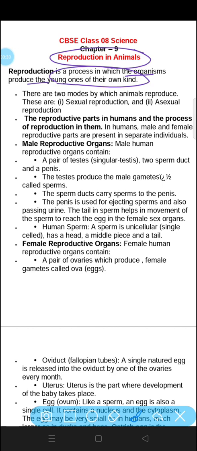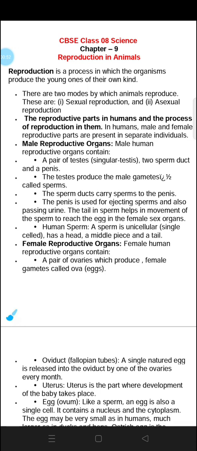Now, why is reproduction essential? Reproduction is essential for the continuity of the species in the environment. There are two modes by which animals reproduce. One is sexual reproduction and another one is asexual reproduction. Now, the reproductive parts in humans and the process of reproduction in them: how humans reproduce and what are the different reproductive parts in males and females, that we will discuss.